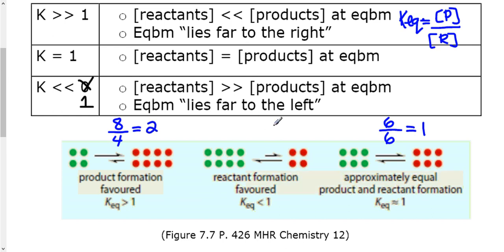If we did the same comparison, this is 4 dots, our product, over 8 dots, our reactant. Now we're getting a value of 0.5. 0.5 is less than 1. So that tells us that in this equilibrium, it prefers the reactants. There's always going to be more reactants compared to products if your K value is less than 1.